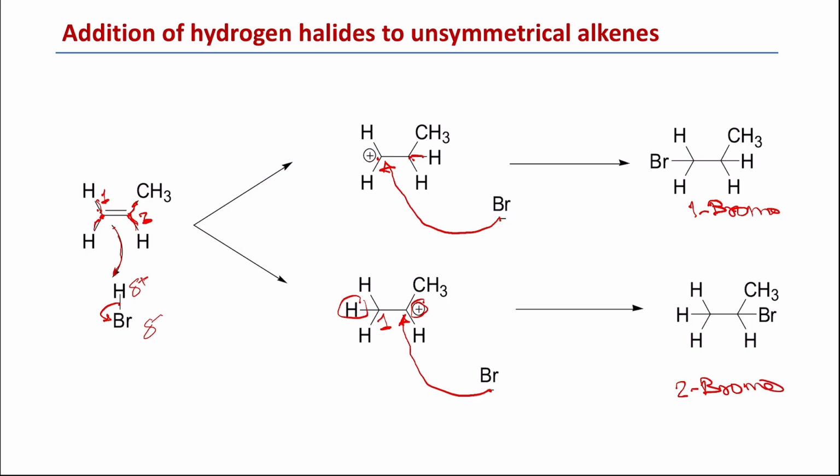So there are two different products now. Are these two equivalent, or will one of them be a major product and one a minor product? Actually, they are not equivalent. The whole idea is about the stability of the carbocation that has been formed in the first step. So these two carbocations are not the same.